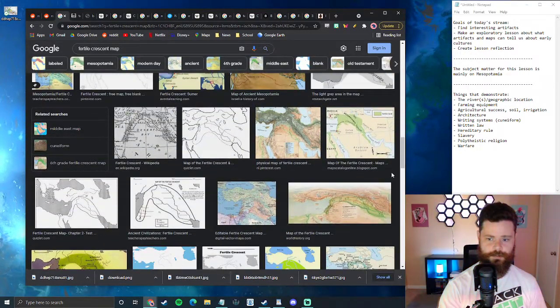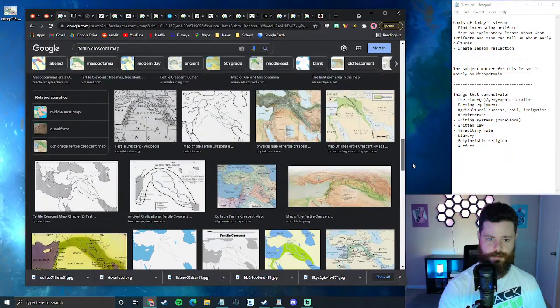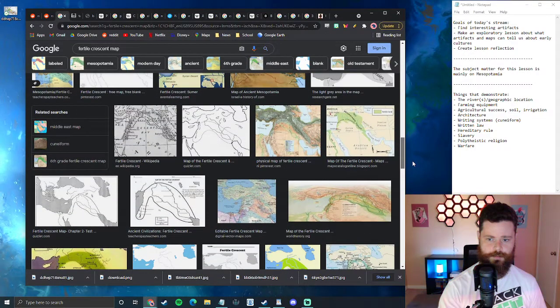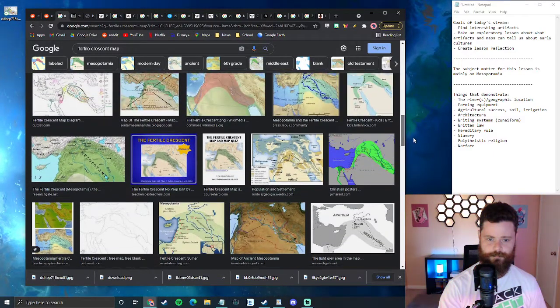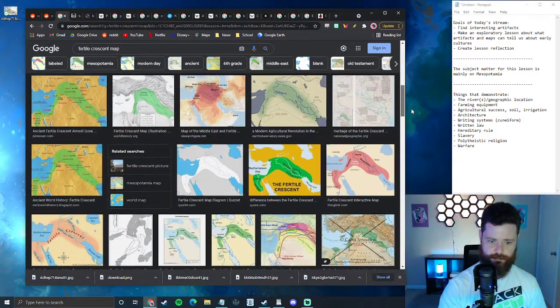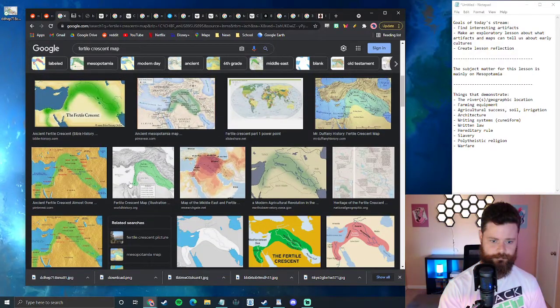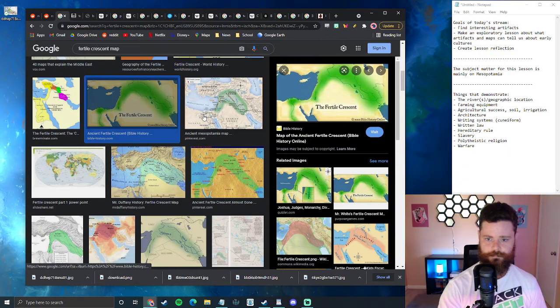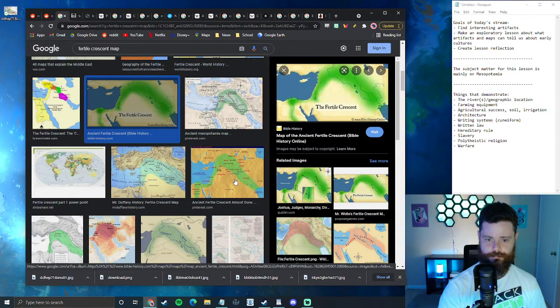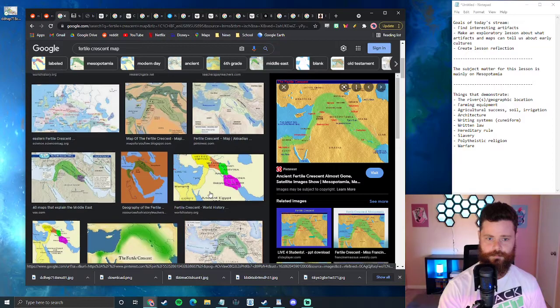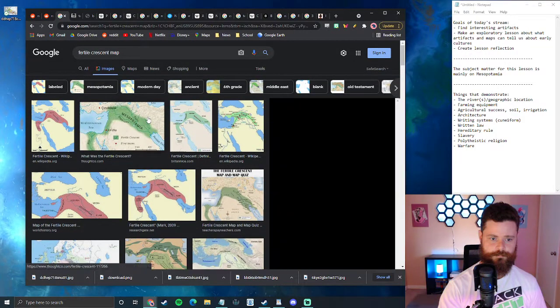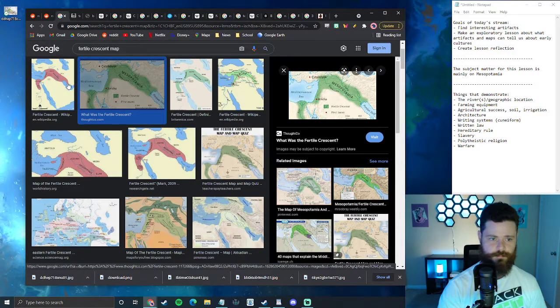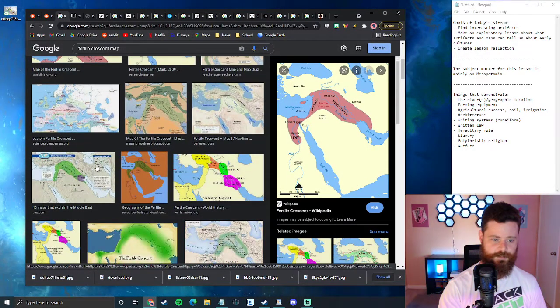Fertile Crescent. You get a good map just for a basic question. Not good quality. It's not very large, but I would also like it to be green.